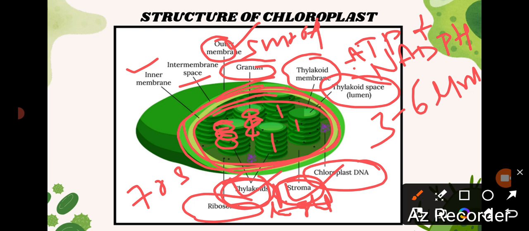Then DNA and ribosomes. As I said, the chloroplast also has its own DNA and ribosomes. Chloroplasts have their own double-stranded, circular DNA, and ribosomes similar to bacteria. This allows them to synthesize some of their own proteins, right? This is all about the main structure of the chloroplast.